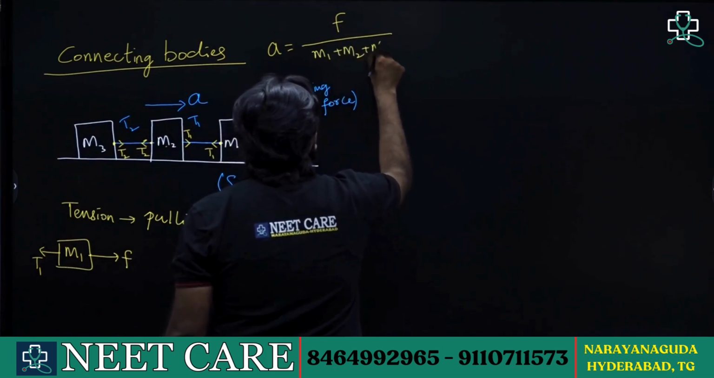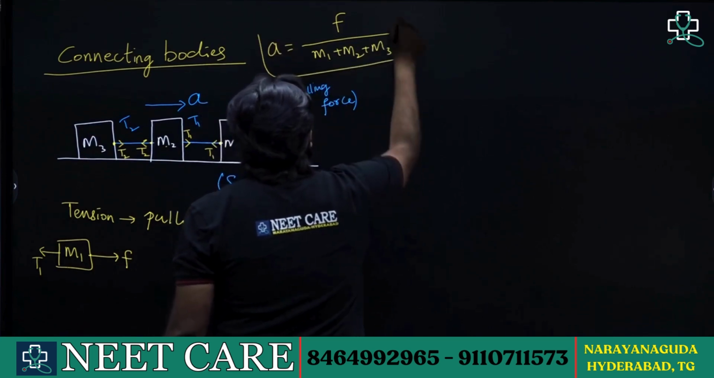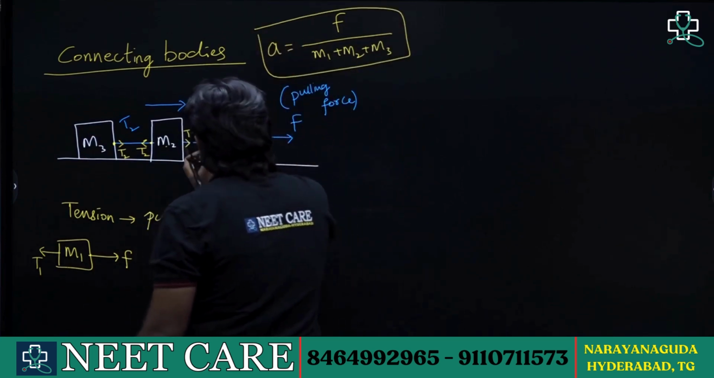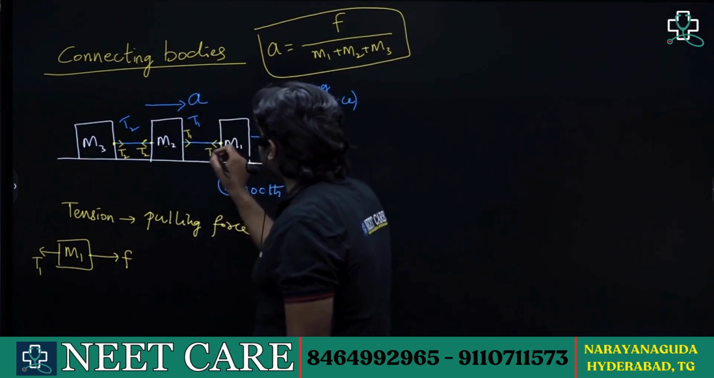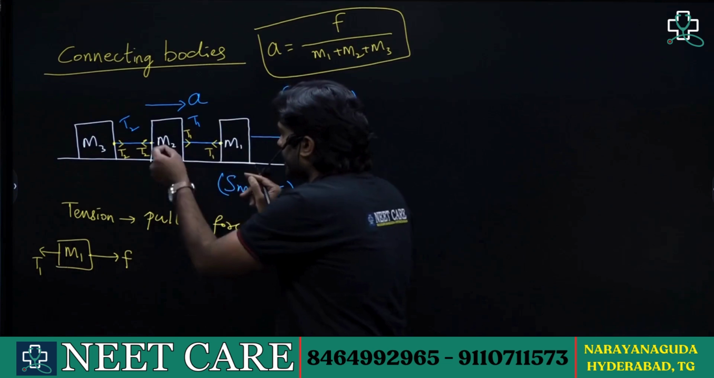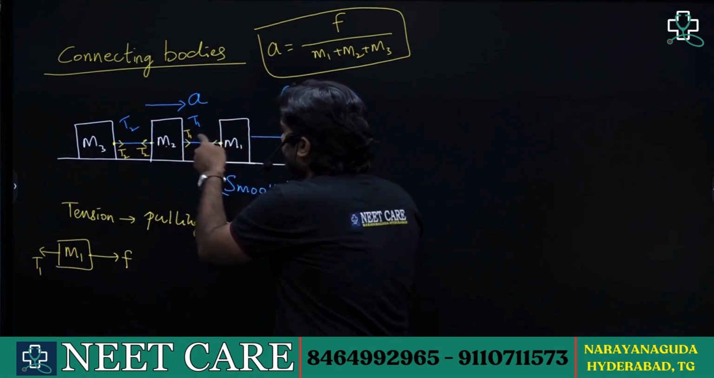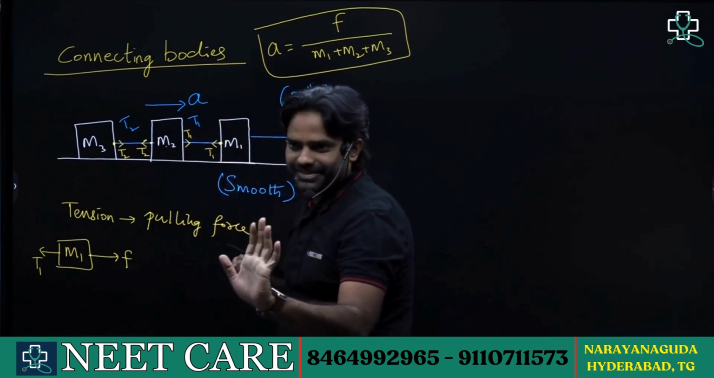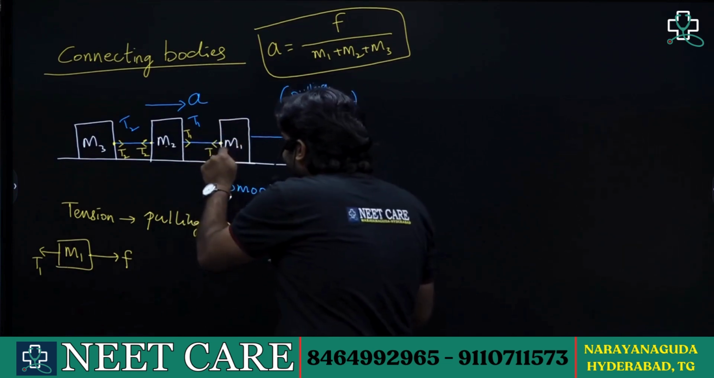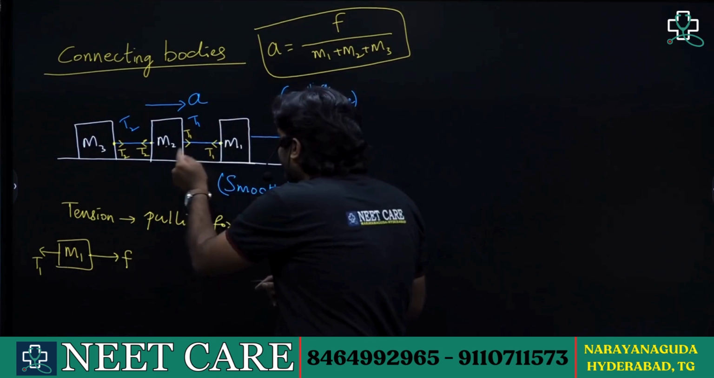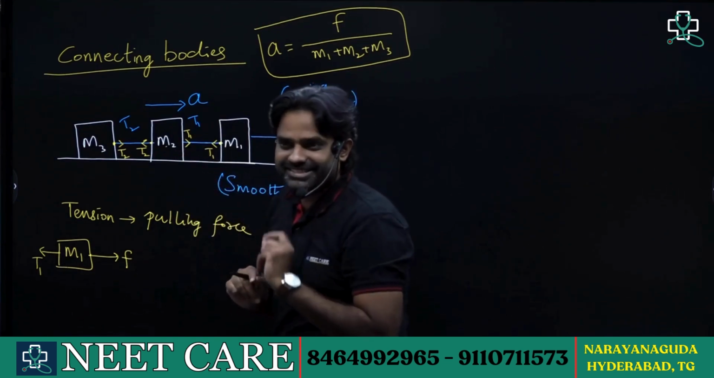Since the surface is smooth, between M2 and M1 tension is acting in the opposite direction. Same tension is acting here and here, so the net tension between the two is 0. Clear? On M1, T1 is present, but between M2 and M1 the net tension is 0.